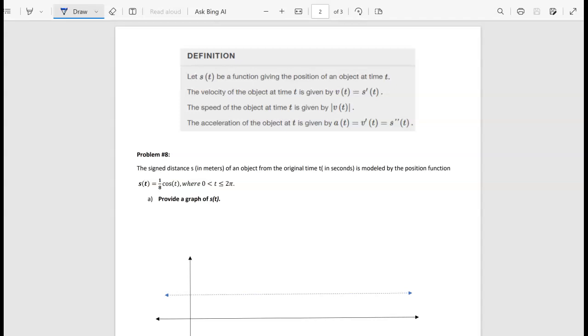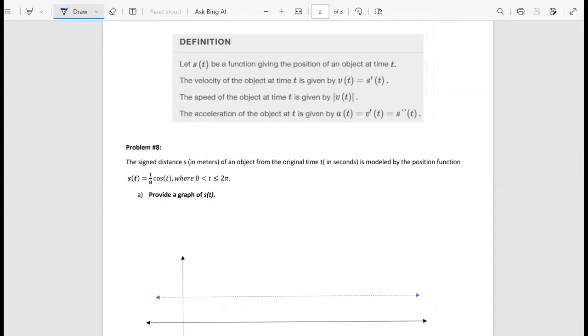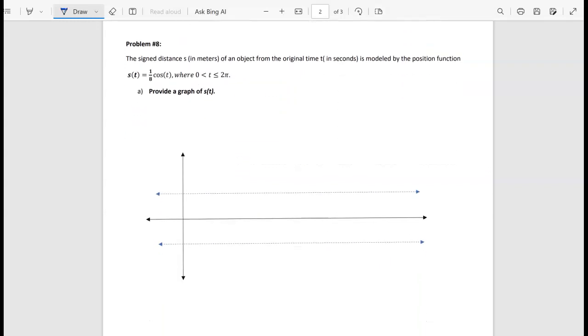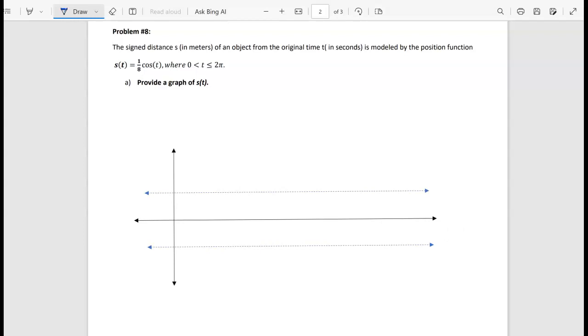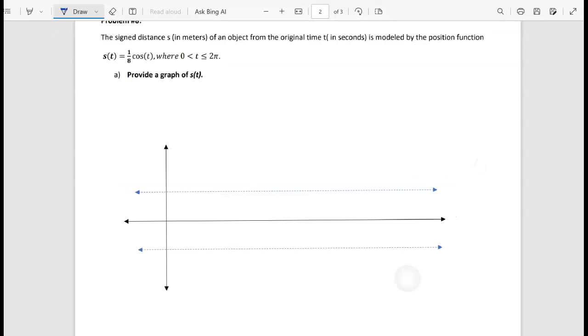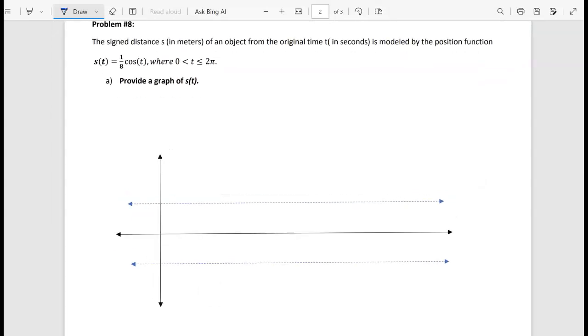Hi class, let's take a look at problem 8. In problem 8, they've given us a position function, and the first part of the problem is for us to provide a sketch. For this particular problem, the amplitude is 1/8. In terms of the cosine function, I'm going to label this as 1/8, and the value at the bottom as negative 1/8. Also, this is going to be the values of t, and on this one, the values of s.